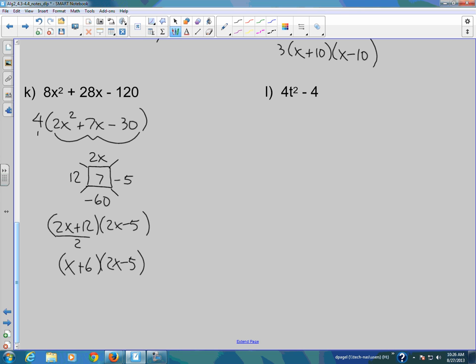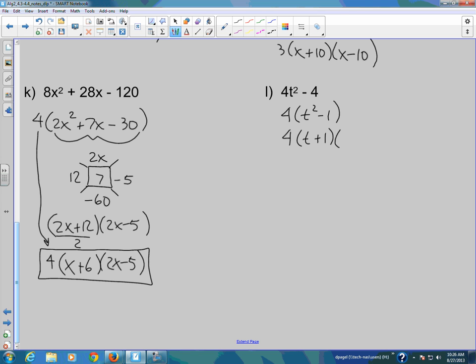Now what I don't want to forget is that this 4, this GCF that we pulled out from the beginning, needs to be included in the solution there, or in the simplification. And then finally, another difference of 2 squares problem. And there we are. A little factoring review.